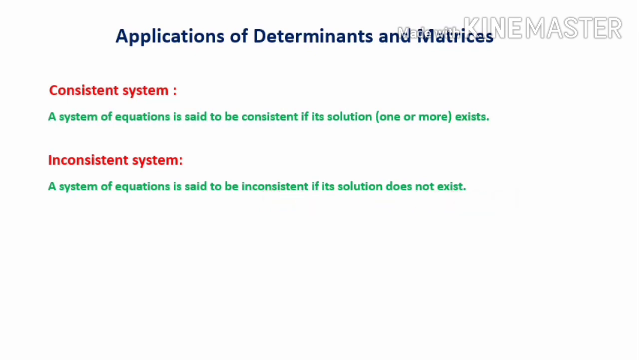If the solution does not exist, then the system is inconsistent, and if the solution exists, one or more solution exists, then we can say that the system is consistent. Once again, if the solution exists, then the system is consistent, and if the solution does not exist, then the given system of equations is inconsistent.